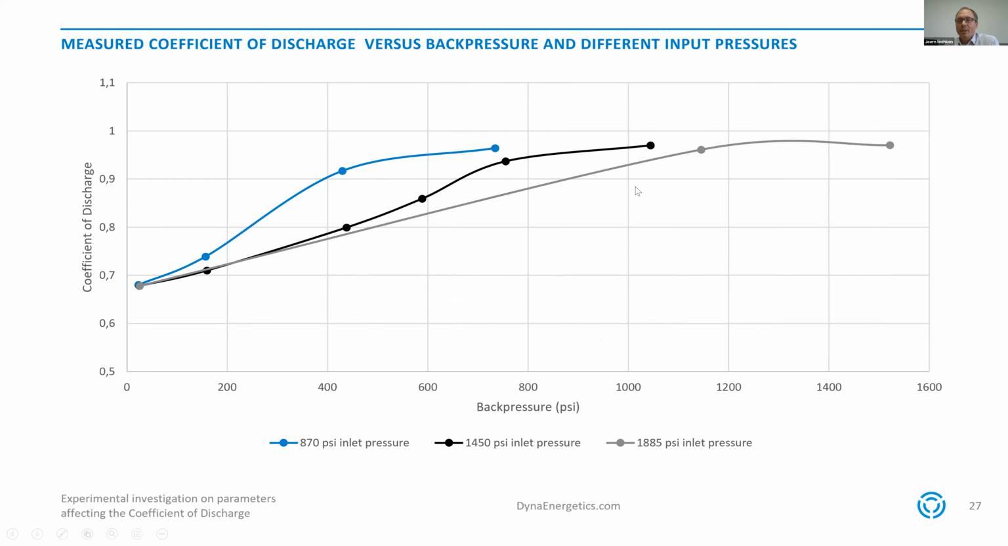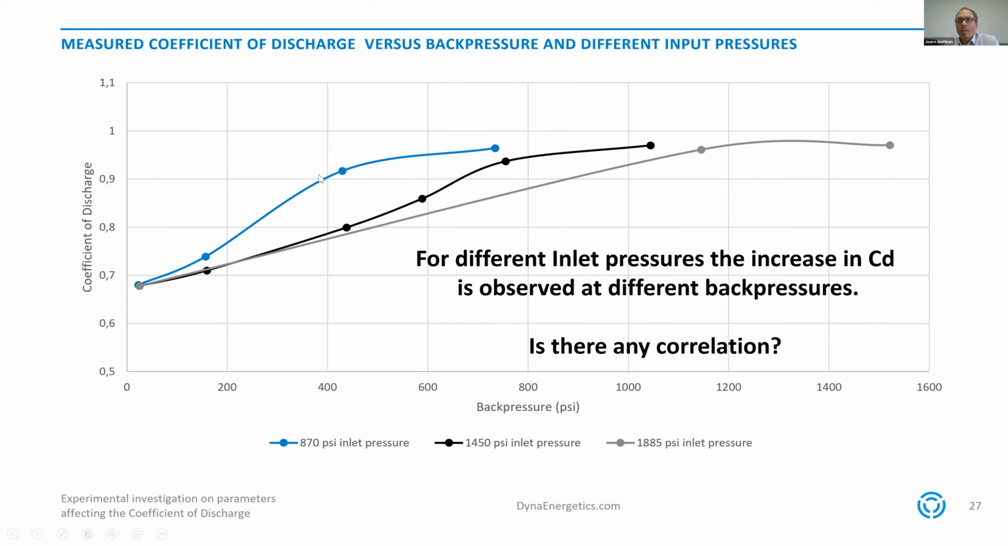We did these experiments not with only one inlet pressure, we also did it with different inlet pressures from 1885 down to 870 PSI inlet pressure. And for all these inlet pressures, this phenomenon of increasing CD value was observed, but at different back pressures actually. So we were looking for a correlation between inlet pressures and back pressure.